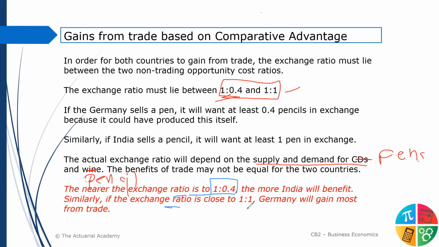Similarly, if the exchange ratio is close to 1:1, मतलब 1:1 is the production capacity of India, मतलब पूरा का पूरा इंडिया जो प्रोड्यूस कर रहा है वो जर्मनी को मिल रहा है, जर्मनी विल गेन द मोस्ट. जर्मनी एक पेन के सामने 0.4 पेंसिल ही कर पा रहा है, अगर उसको एक पेन के सामने 1 पेंसिल मिलेगा, दैट्स व्हाई जर्मनी विल गेन द मोस्ट.